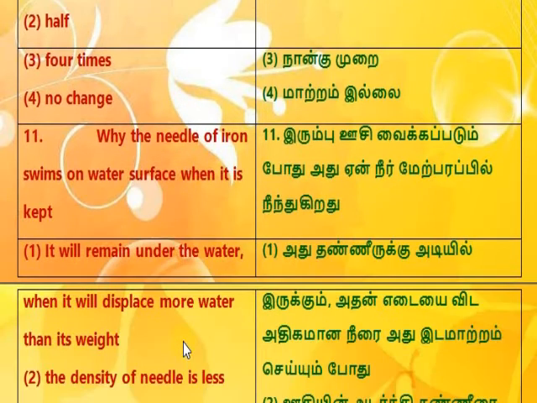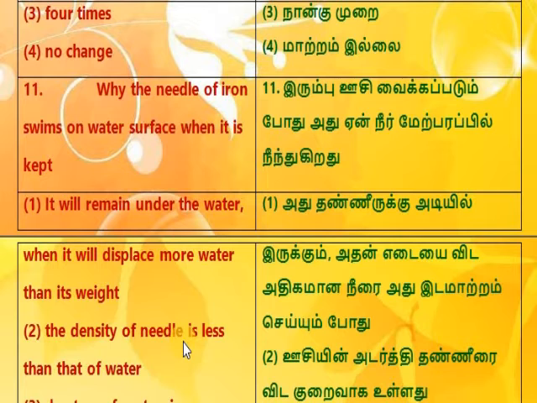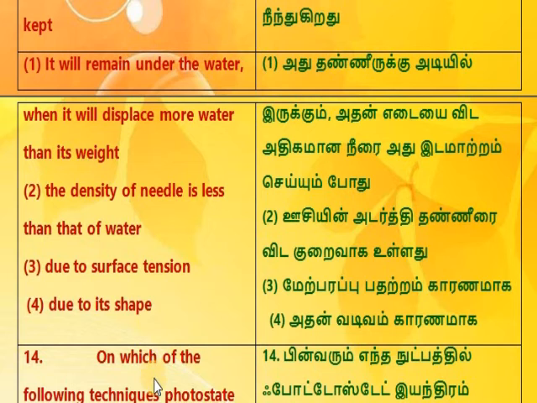11. Why does an iron needle float on the water surface when it is kept there? 1. It will remain under the water when it displaces more water than its weight. 2. The density of the needle is less than that of water. 3. Due to surface tension. 4. Due to its shape.